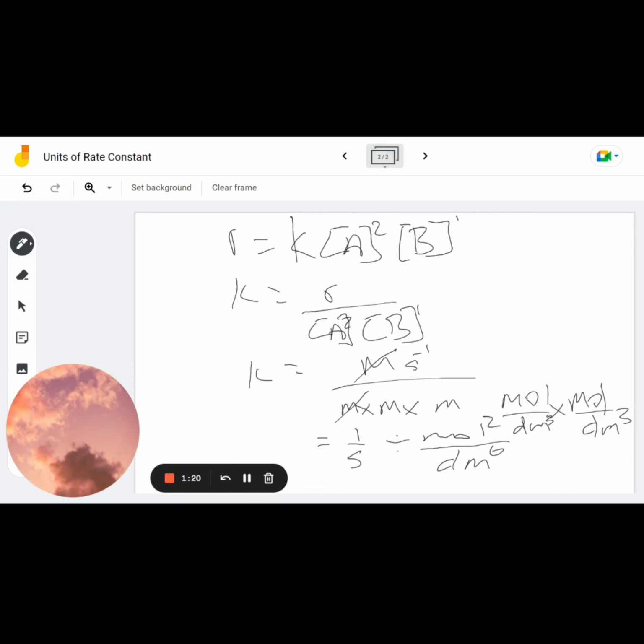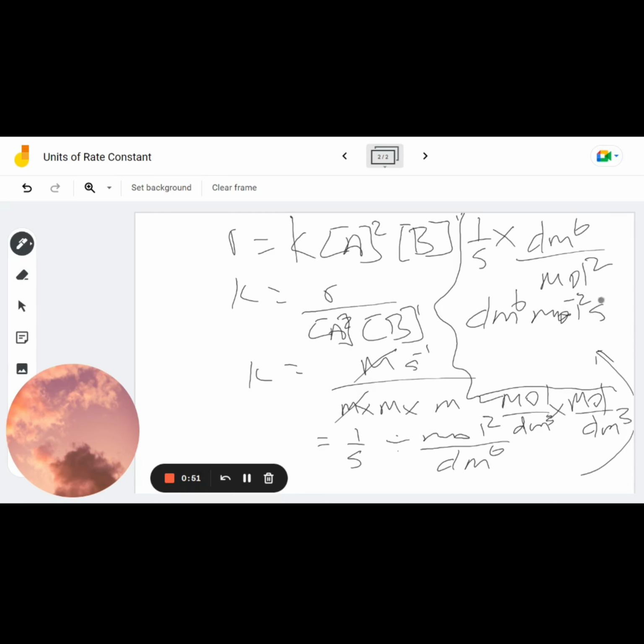Now I'm just going to carry this up here, to finish working it out right up here. So now what we end up with is 1 over second times dm to the 6th divided by moles squared. That's what we end up with, and there's nothing to cancel. So what we end up with overall is dm to the 6th per mole squared per second. And there you go, that would be the unit for K for an overall third order reaction.